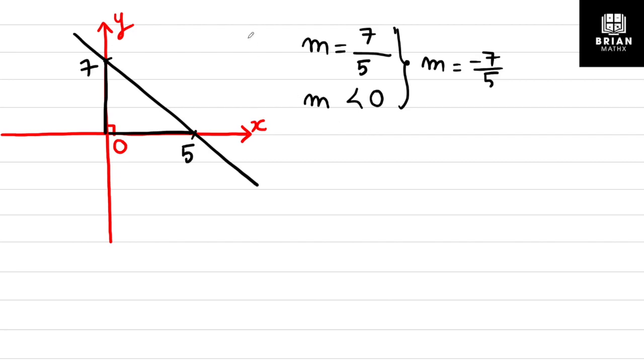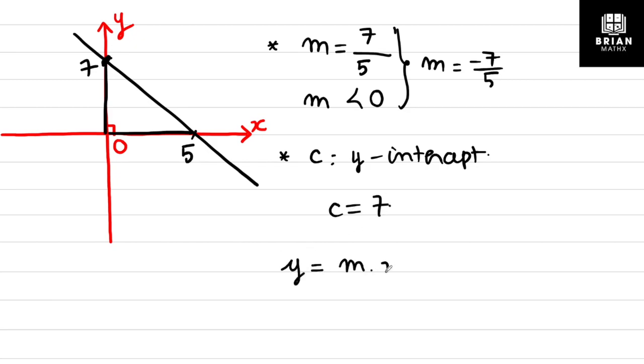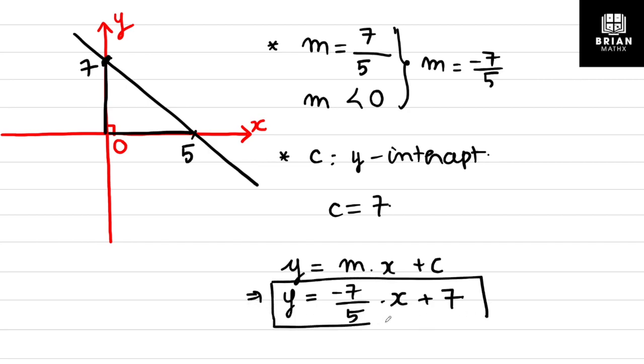It's quite easy, right? How about c? For the value of c, we have the same formula: the y-intercept. This line has an intercept point with the y-axis at 7, so c equals 7. And for the full equation, you have y equals mx plus c. You know m is negative 7 over 5, and you know c is 7. So here is the full equation of the decreasing line.